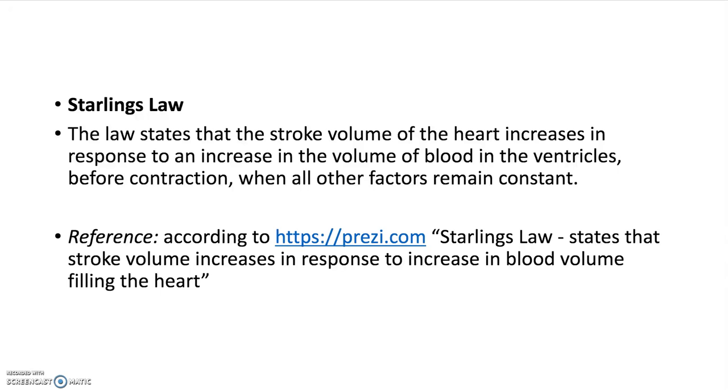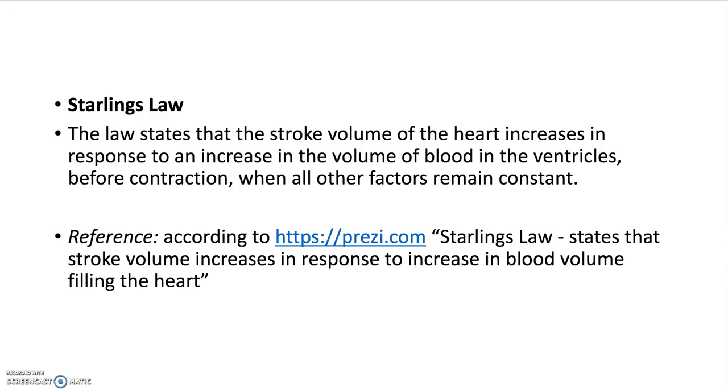Starling's law. The law states that the stroke volume of the heart increases in response to an increase in the volume of blood in the ventricles before contraction, when all other factors remain constant. So if there is an increase in exercise intensity, then more blood will flow into the heart, which means that according to Starling's law, there will be an increase in stroke volume until it reaches steady state, where there is no increase in exercise intensity.